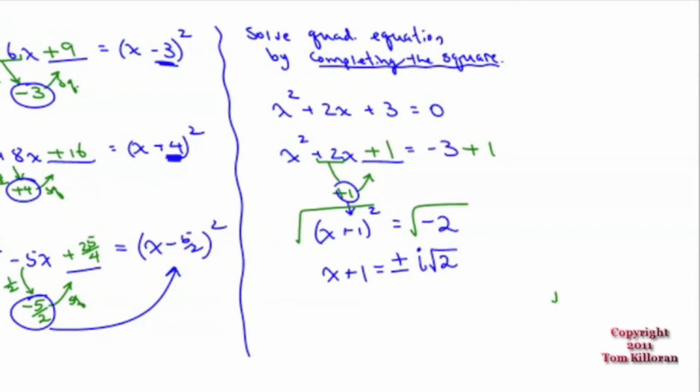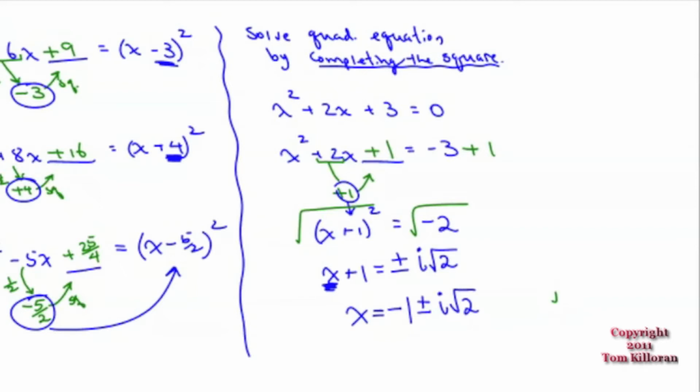All right, last step. Subtract that 1. I'm trying to solve for x, so get rid of the 1. So this becomes x equals negative 1 plus or minus i square root of 2. Yay! Except, that's not the answer.